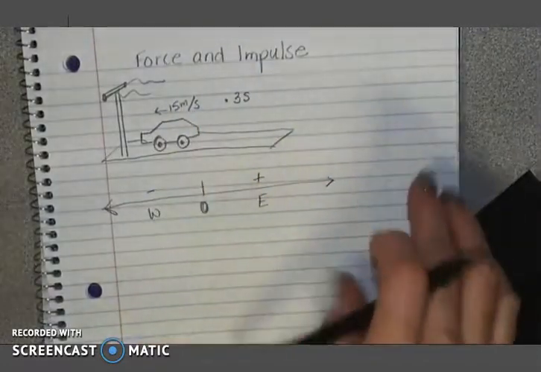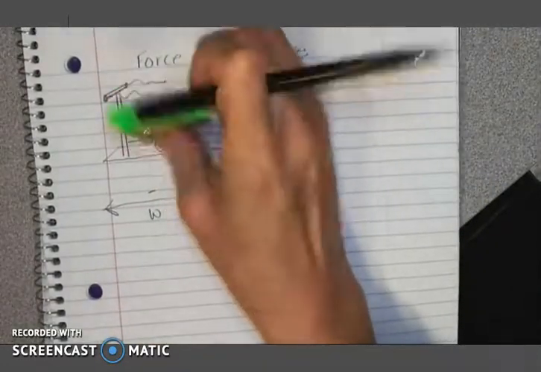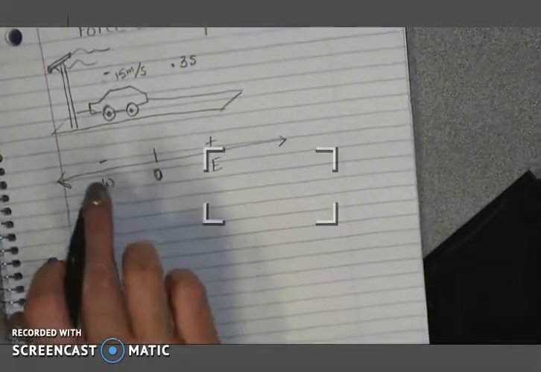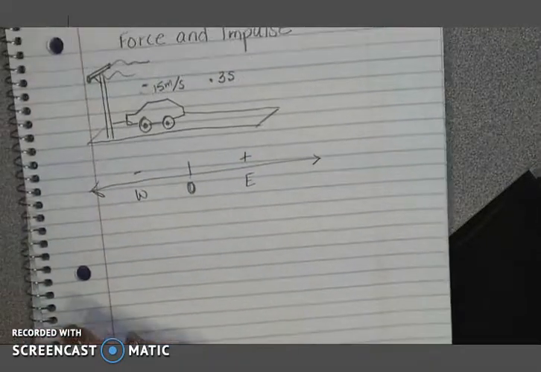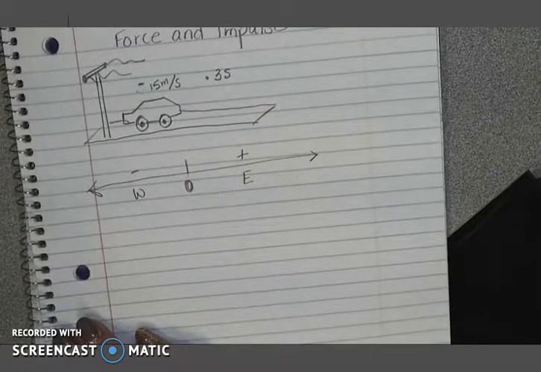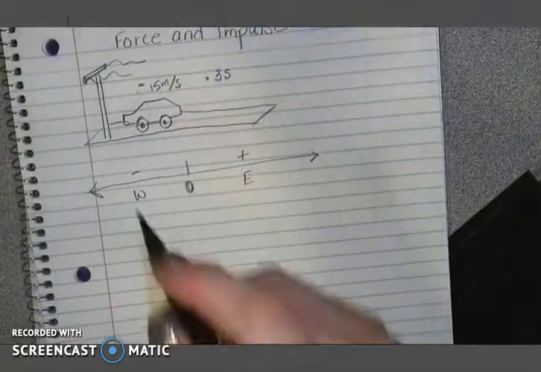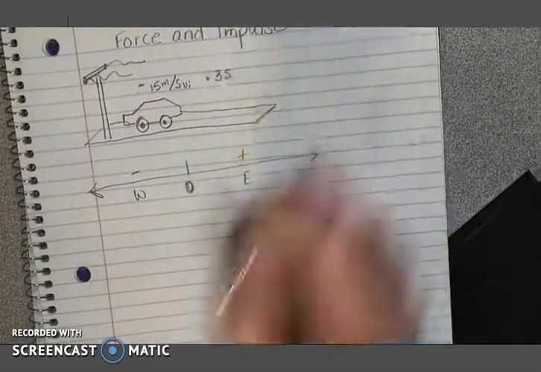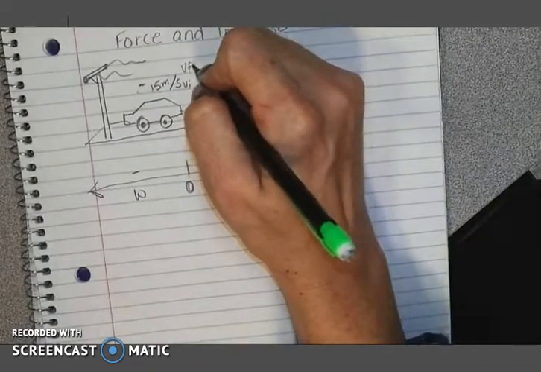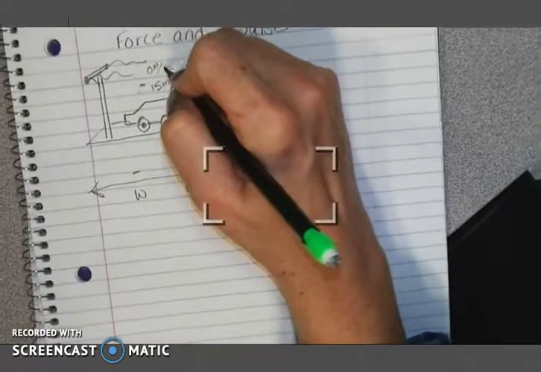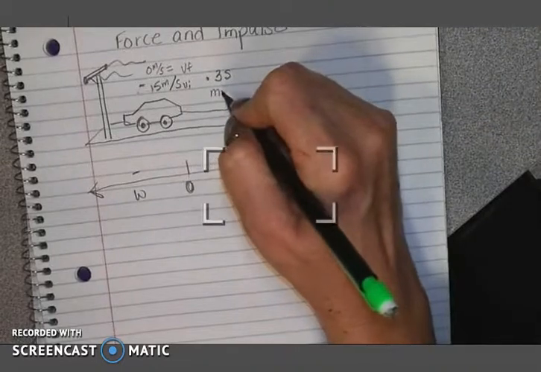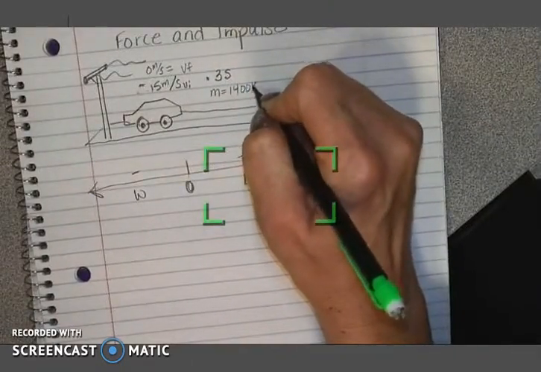So we're going to say that this is negative 15 meters per second. That way we don't have to say to the west, but we can ultimately come back and determine that if it's negative, it's to the west. So we need to know the force that was exerted on this car once it stopped. We know its initial velocity is negative 15 meters per second, and then it stops. So its final velocity is 0. Its mass is 1,400 kilograms. That does not change.